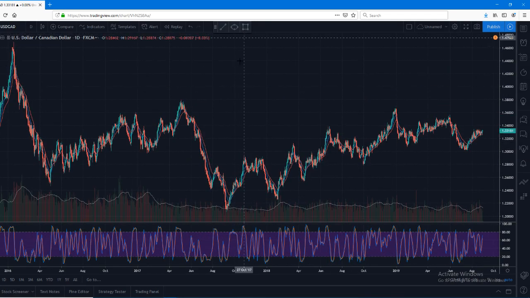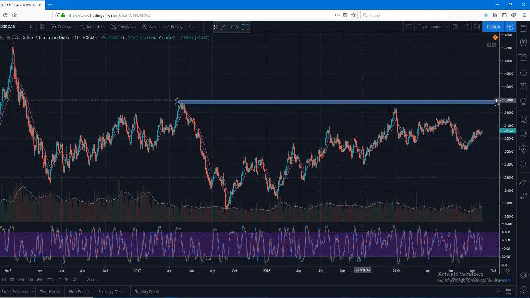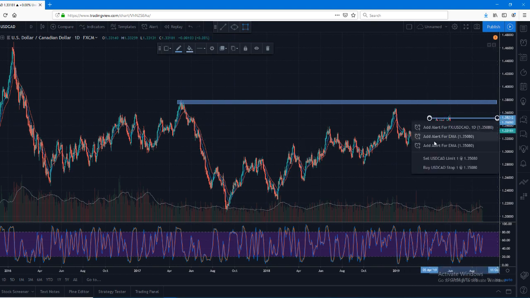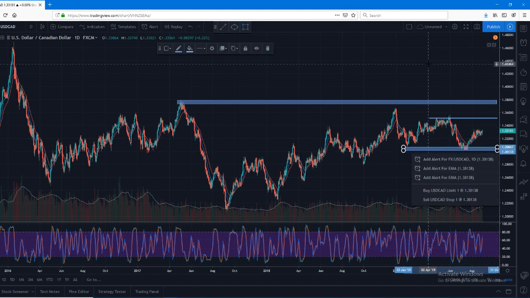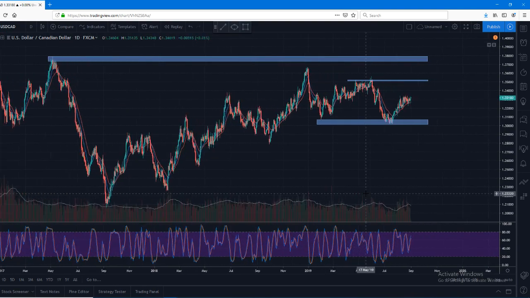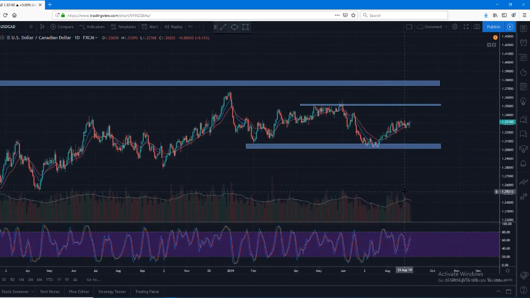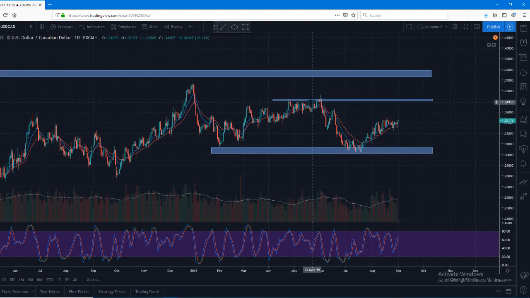Let me just draw these levels in. That's your high there. You've got this lower high coming into play. And then we really just retested that low. I wouldn't consider that a key breakout.